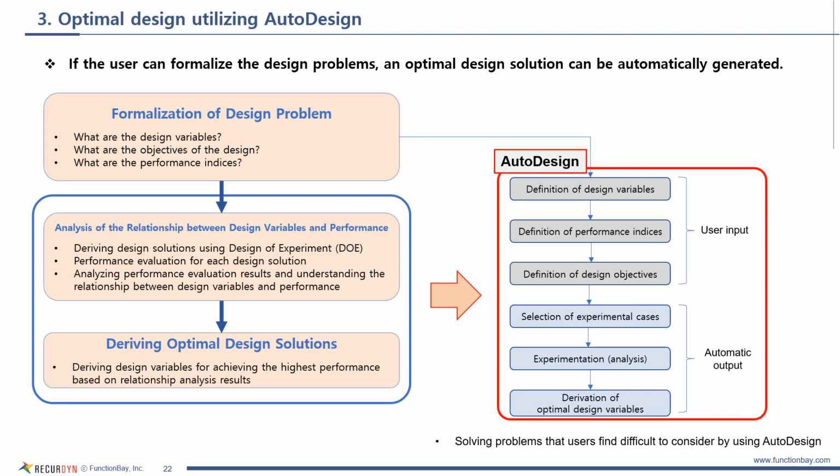AutoDesign automates the entire process, including design of experiments, simulations, and deriving the optimal design solution using design of experiment. Therefore, even users without background knowledge of optimizations can solve problems easily. Let's use AutoDesign to solve the table problem that was introduced earlier.